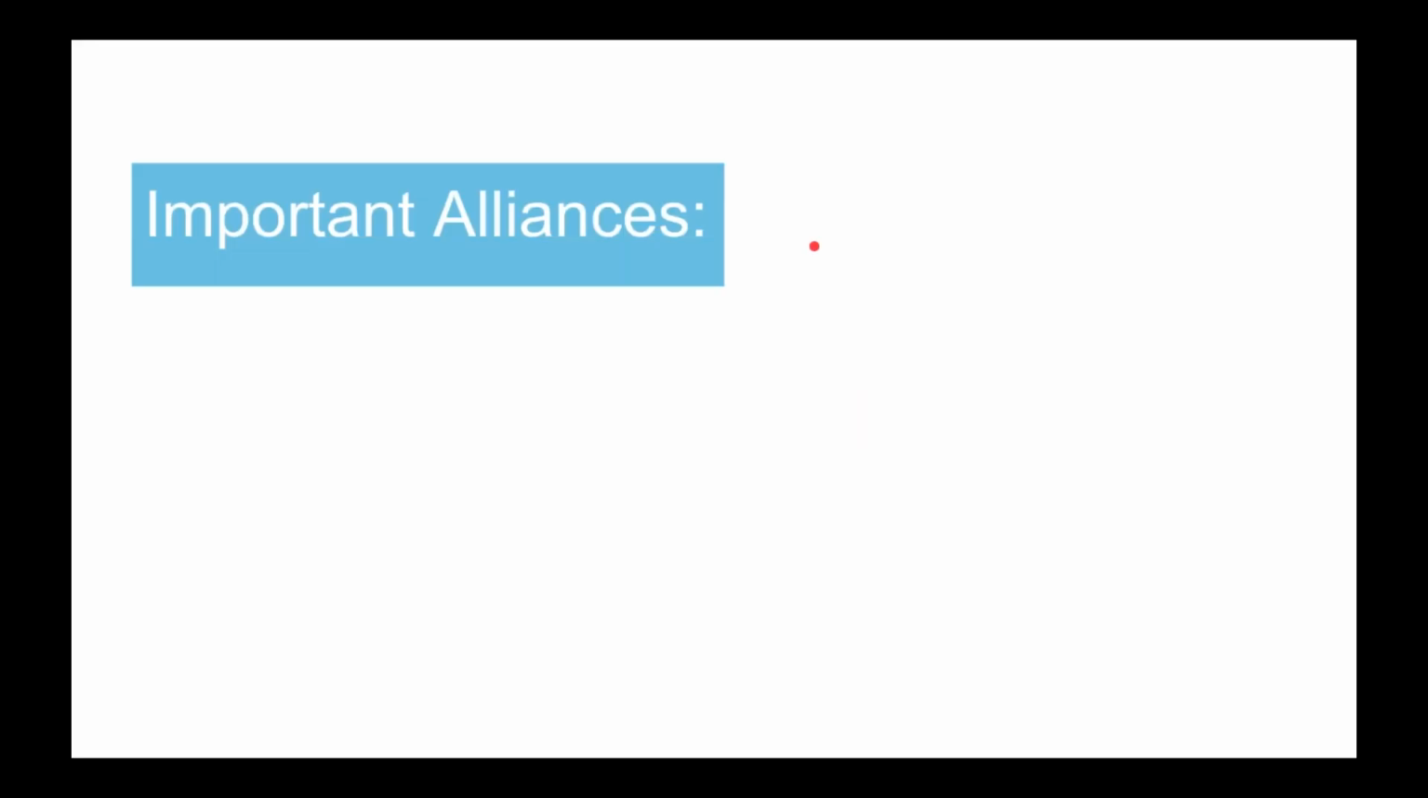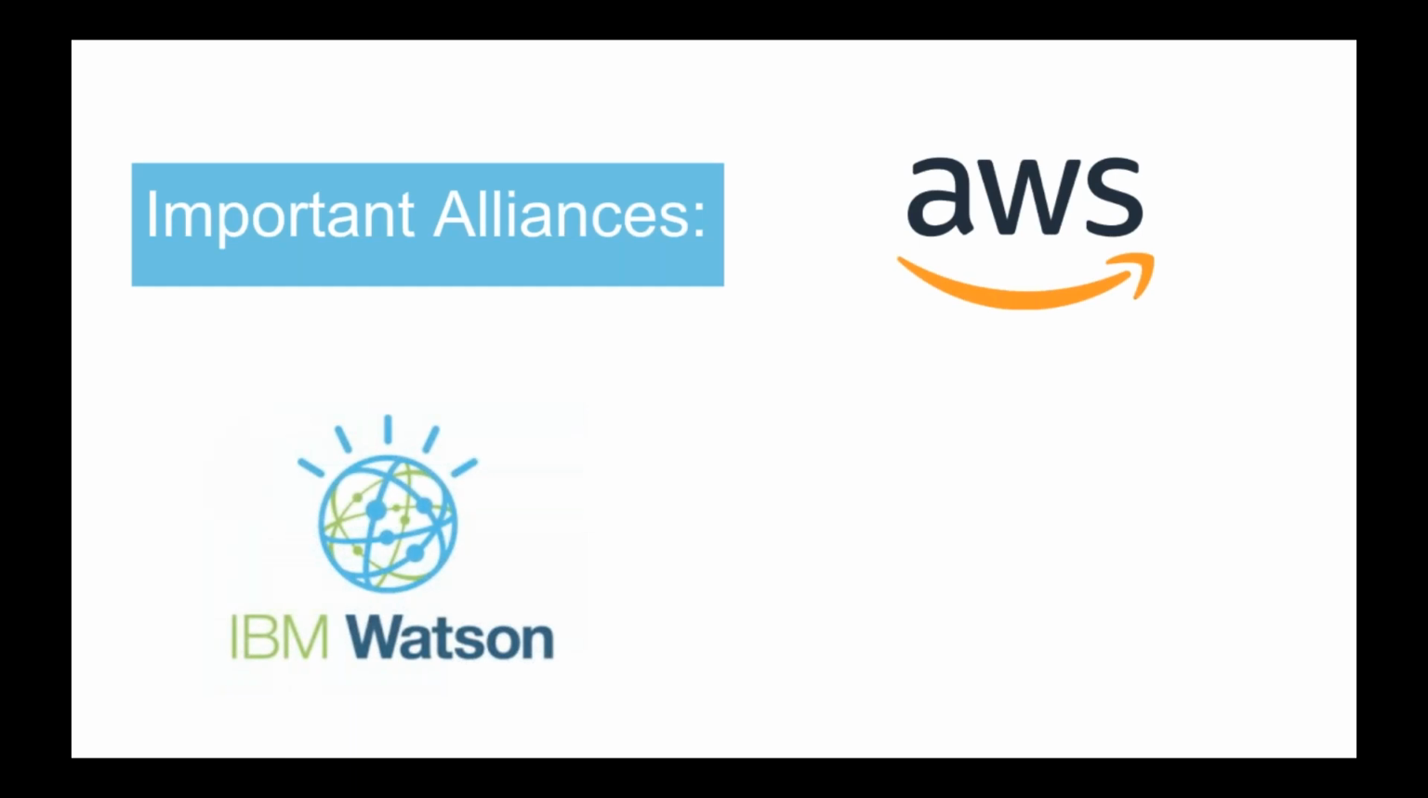Let me give you some of the most important alliances from Marketing Cloud. The first one is Amazon Web Services. This is for everything to do with Internet of Things. IBM Watson for their artificial intelligence, and Google for their analytics.